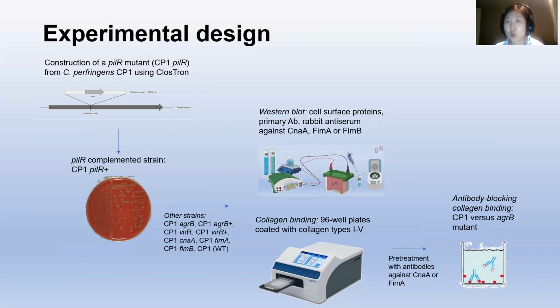After that, we extracted cell surface proteins from these strains as well as other 8 Clostridium perfringens strains and performed Western blot assay using rabbit antiserum against CnaA, FimA, or FimB as primary antibodies to compare pilus production in these strains.